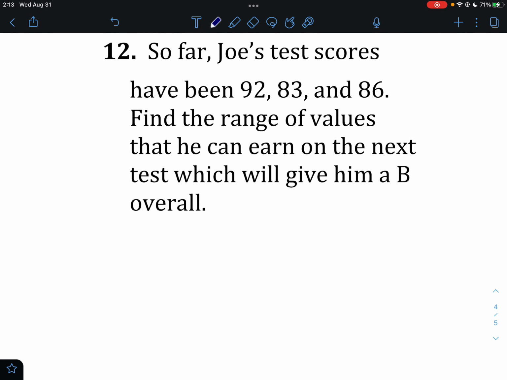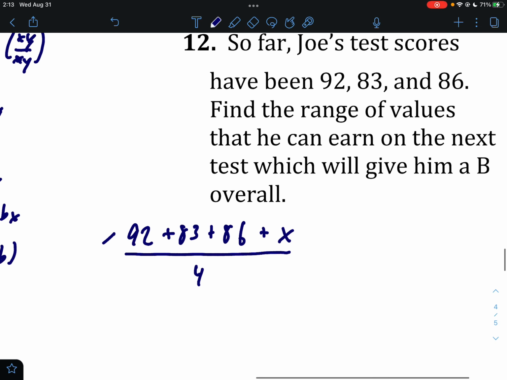All right, the last one here, we're talking about Joe's test scores have been these three numbers. Find the range of values that he can earn on the next test that will give him a B overall. Okay, so remember, what we're doing here is we're going to do 92 plus 83 plus 86 plus his next test score, which we can call x, over 4. Because there's 4, and that's going to be his average. We want his average to be greater than or equal to 80, but less than 90.